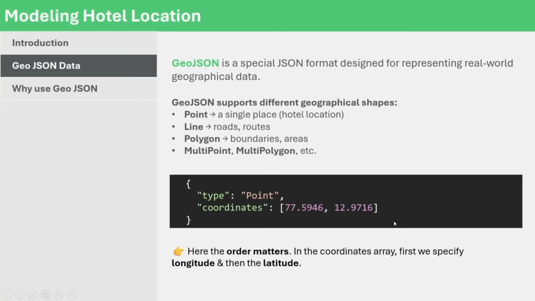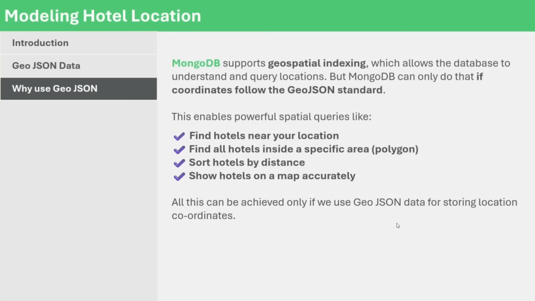Now, some of you might ask why I should use GeoJSON data. Why can't we just simply store the coordinates? Well, that is because when we use GeoJSON data, MongoDB supports geospatial indexing, and this allows the database to understand and query locations. Okay, but MongoDB can only do that if coordinates follow the GeoJSON standard.